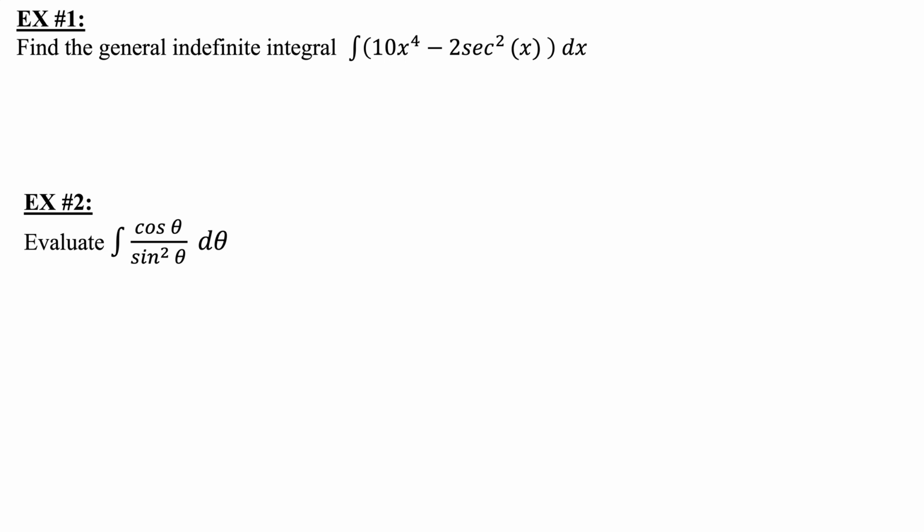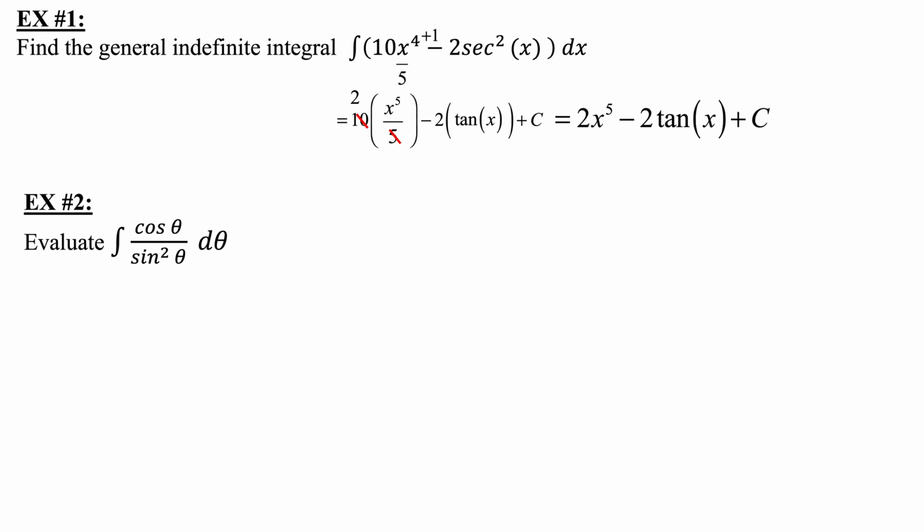Find the general indefinite integral of 10x to the fourth minus 2 secant squared x dx. Notice that if you wanted to, you could write this as two separate integrals, or we can just integrate each one. So 10 times, add 1 to the 4 is 5, divide by 5, that gives me x to the fifth over 5. You can cancel 5 into the 10 right away and call it 2x to the fifth. Minus 2 times, if we integrate secant squared of x, we said previously that's tangent of x. And so there's our final answer, 2x to the fifth minus 2 tangent of x plus c.